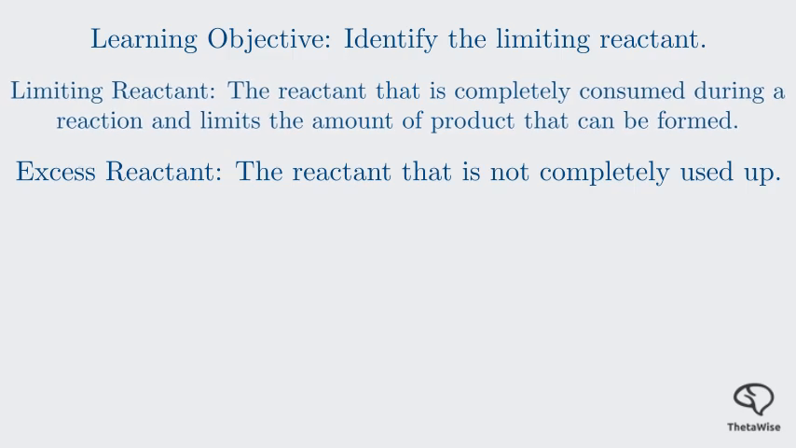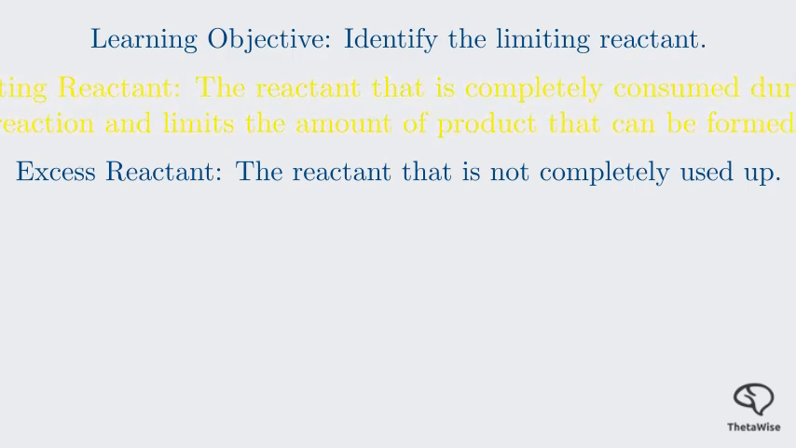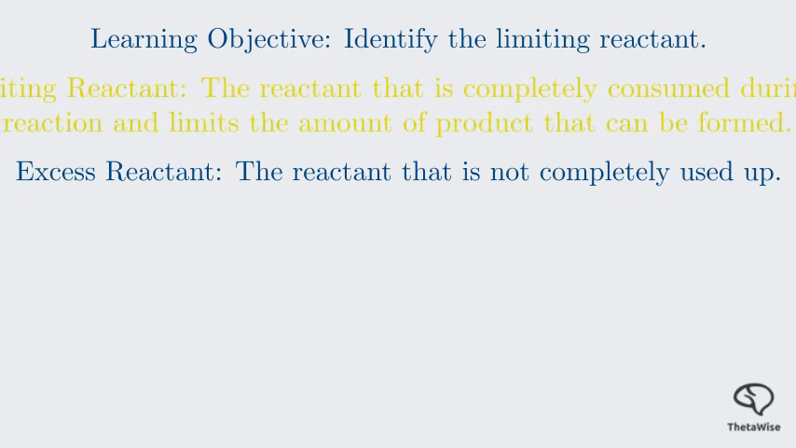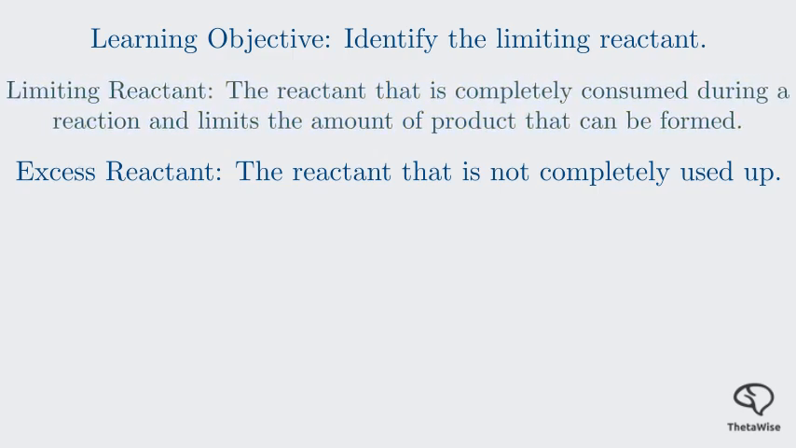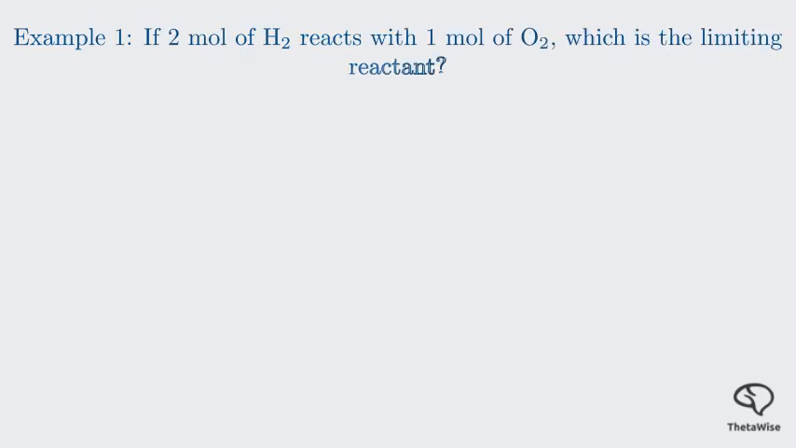The limiting reactant is the most important one. It's the one that determines the maximum possible amount of product you can make. This maximum amount is called the theoretical yield. So how do we identify the limiting reactant in a chemistry problem? There are a couple of ways. Let's try one. Here's our first example.